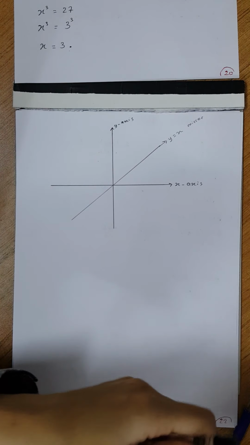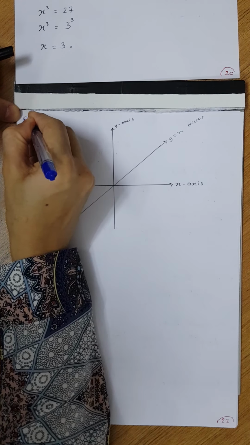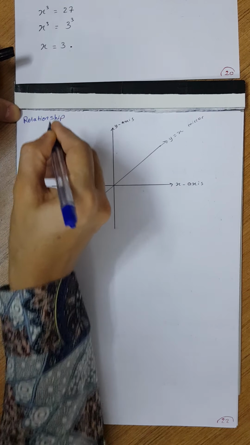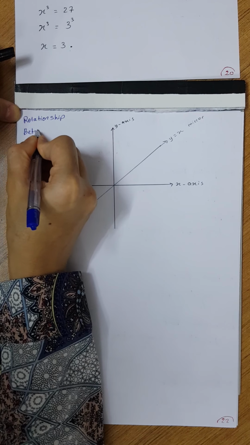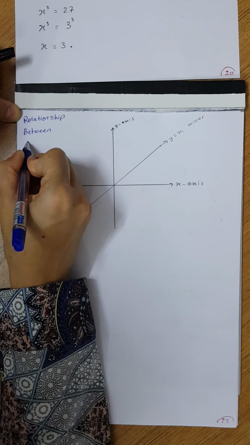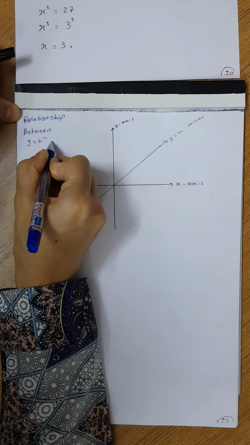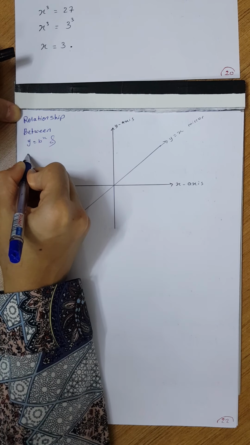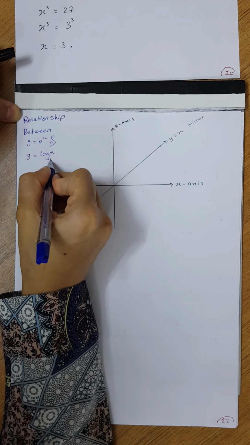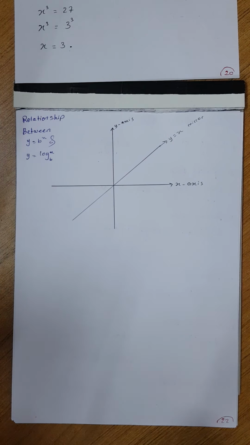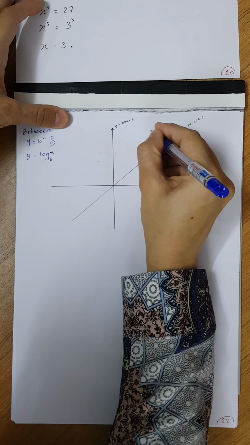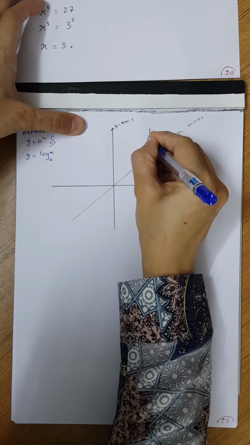What are we concluding from here? The relationship between the graphs of y equal to b to the power of x and y equal to logarithm of x with the base of b. Let's see the relationship between their graphs. We know that the graph of an exponential function is something like that.